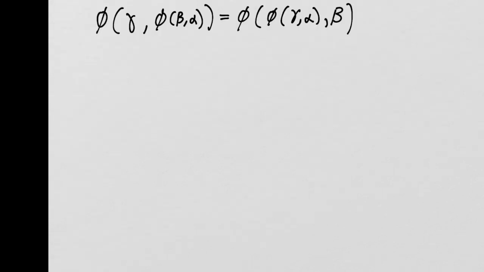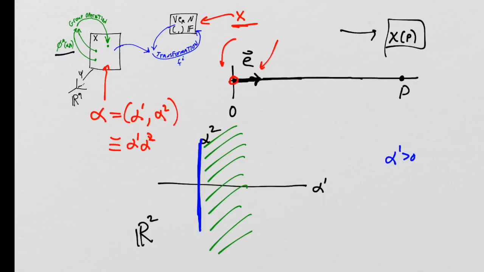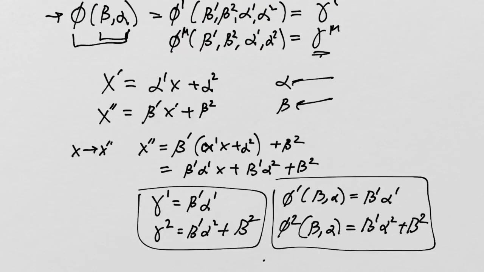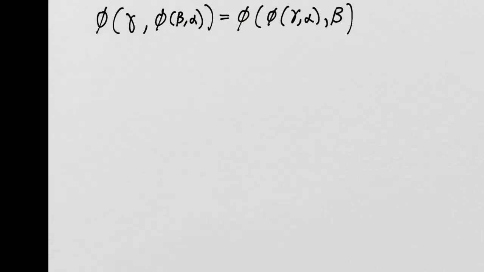The hard one is associativity, but once you have phi, this is what associativity means. Phi operating on a transformation gamma. So now we have three separate transformations, beta, alpha, and gamma. Gamma is no longer defined through this process here. That was an example where gamma was a product of alpha and beta. Now gamma is just an independent thing. So this is the definition of associativity.